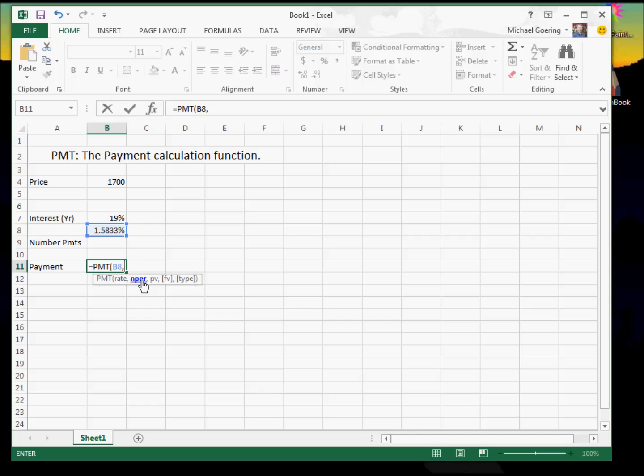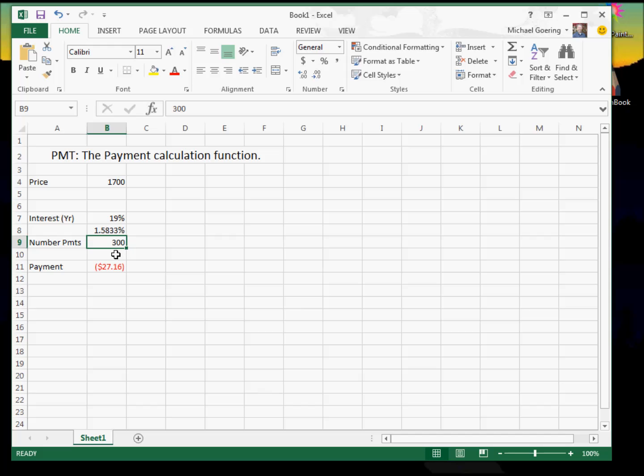NPER, well, that's also something I recognize, number of payments, so I'll put that there, another comma, and PV. What is PV? I'm guessing that's present value of the loan. Well, the present value right now is the price. I think that's all we have to have, so I'll close this with a parenthesis and press enter. And it says number, which is an error, which means one of the numbers in the formula is not quite right. Well, that's the part where I said earlier we're going to type in numbers to find out what this is. If I made this 300 payments, what would the payment be? Or 300 installments? 27. Oh, that 27 is less than 30.